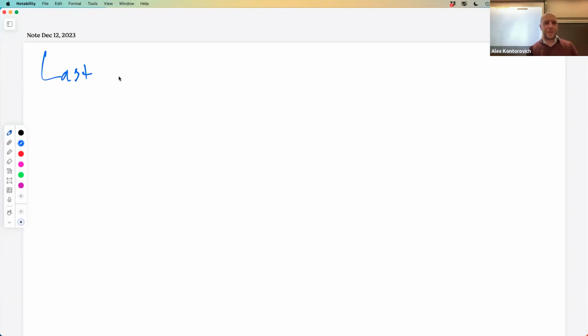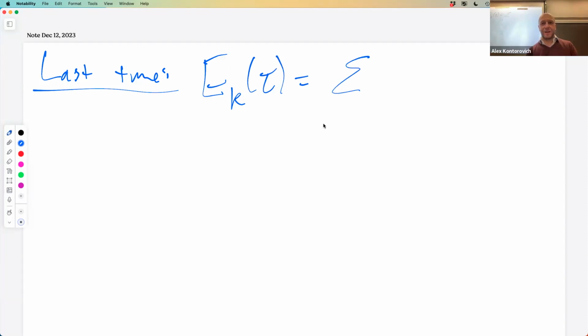So where did we stop? We talked about the Eisenstein series. So it's a sum over lambda in the lattice, the lattice generated by 1 and tau, where tau is in the upper half plane, of 1 over z plus lambda to the power k.